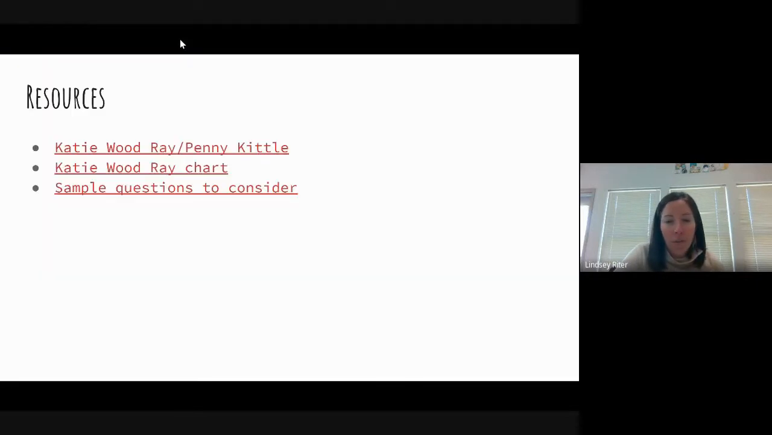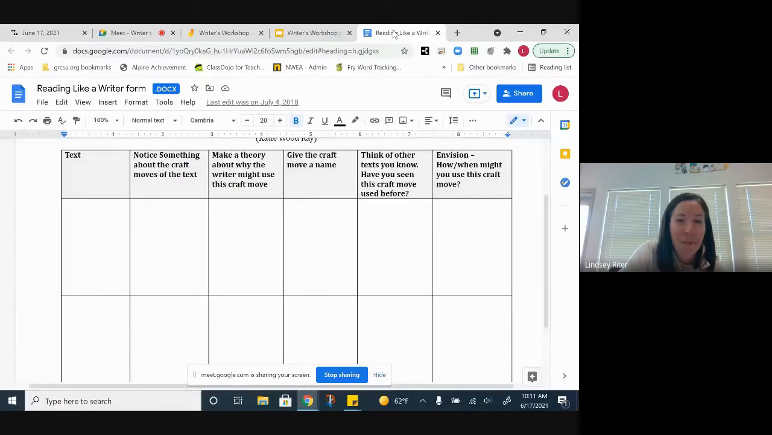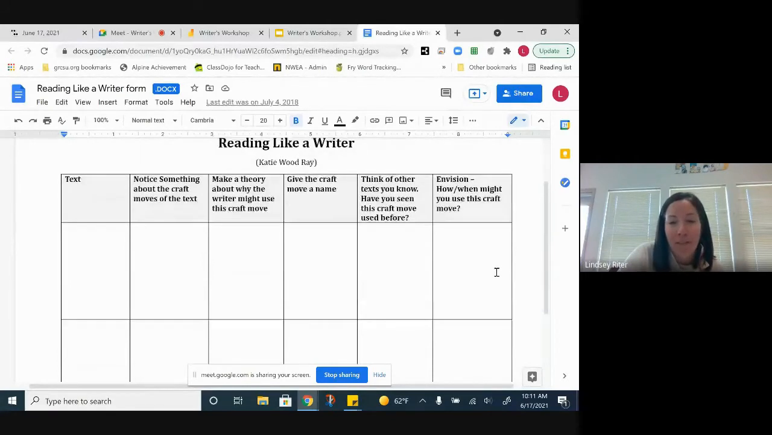So I want to just show you real quick the example of the chart. It's not filled in. This is linked, and the PowerPoint will be shared with you, so this resource you can have. Okay, so there's the chart. Like I said, you just fill that out and keep a running list of that.